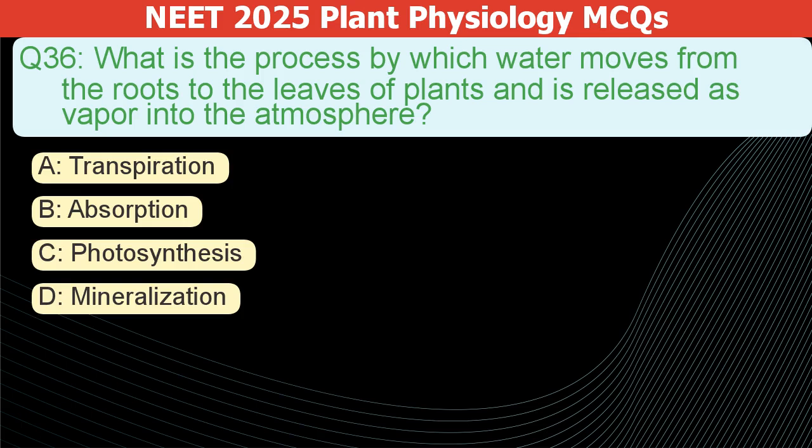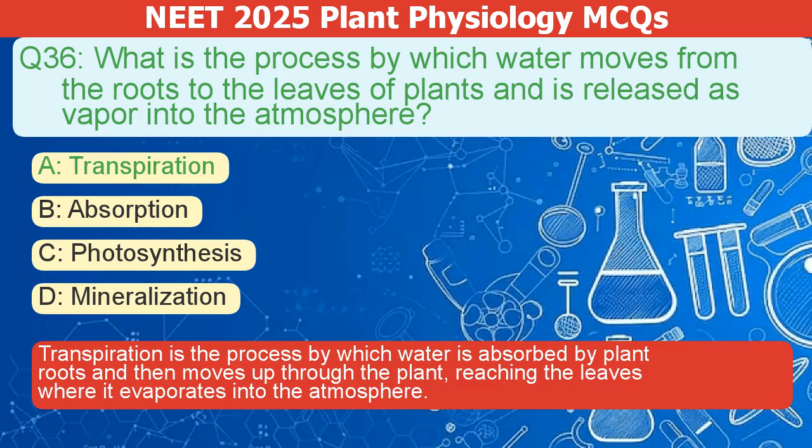What is the process by which water moves from the roots to the leaves of plants and is released as vapor into the atmosphere? A. Transpiration. B. Absorption. C. Photosynthesis. D. Mineralization. The correct answer is A. Transpiration is the process by which water is absorbed by plant roots, then moves up through the plant, reaching the leaves where it evaporates into the atmosphere.